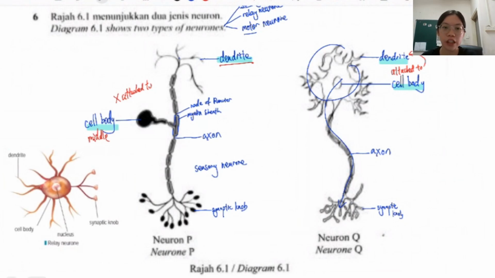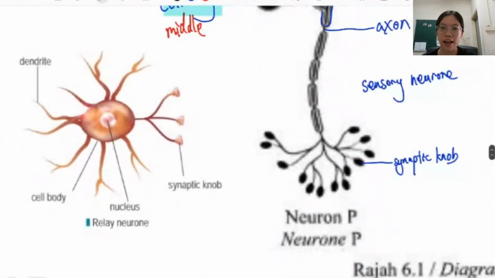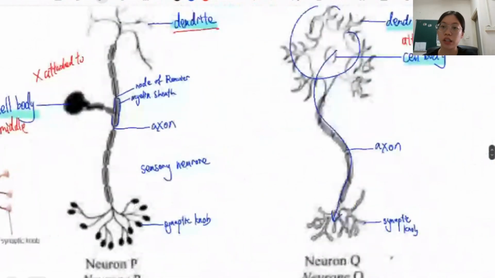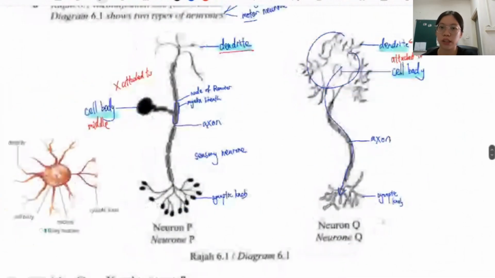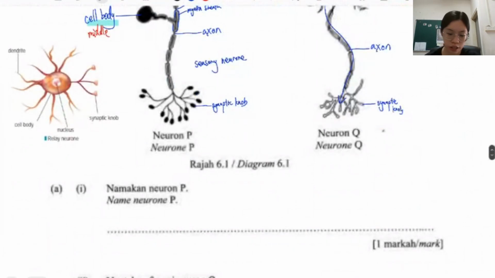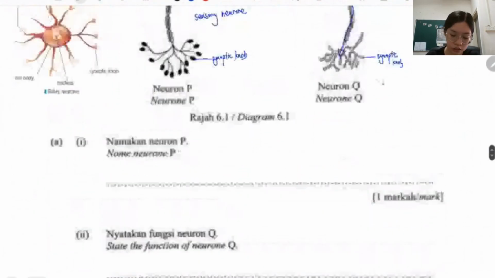Meanwhile, the relay neuron itself just branches out straight in this way. It's a much shorter version. And then last but not least, the motor neuron is where your cell body is at the end and is attached to the dendrite. So this is how you differentiate between them. So after 5 minutes talking about it, this is neuron P, the sensory neuron.